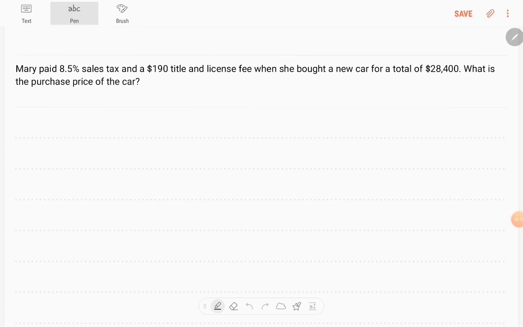Now let's look at another application problem. Mary paid 8.5% sales tax and a $190 title and license fee when she bought a new car for a total of $28,400. What is the purchase price of the car? So here, for this kind of problem, we always let x be the purchase price of the car.